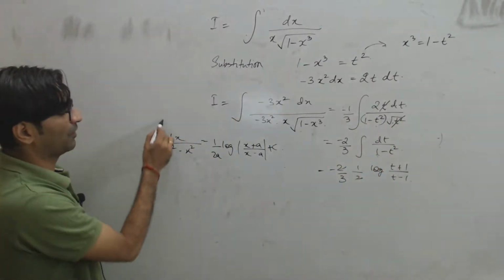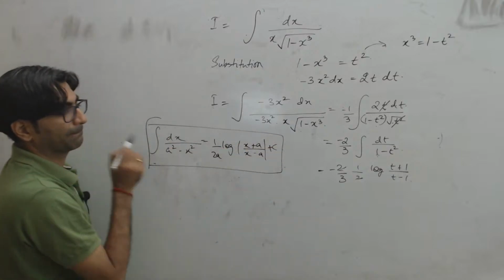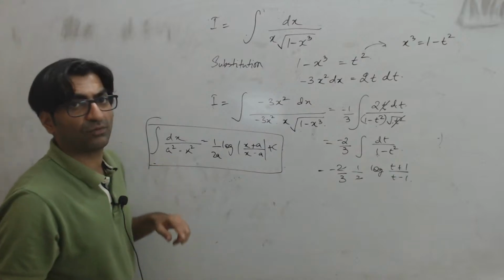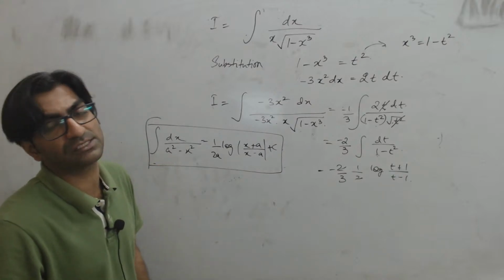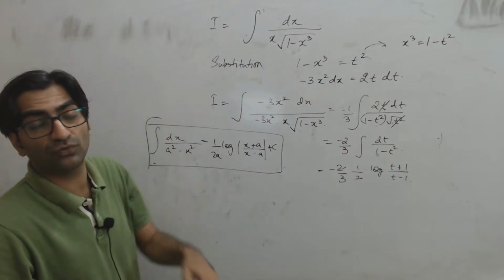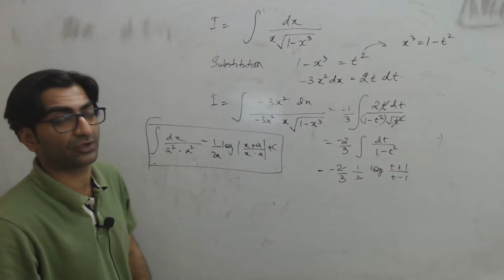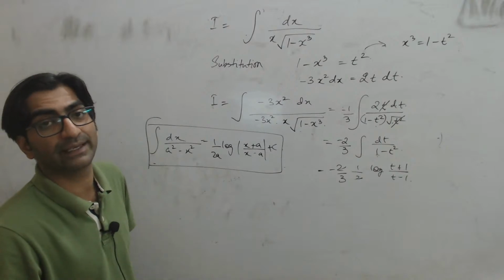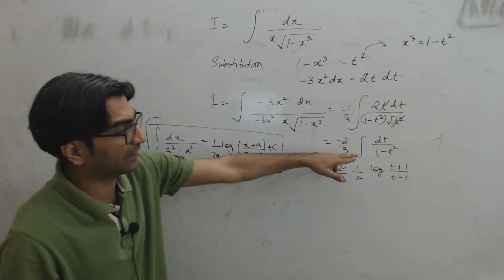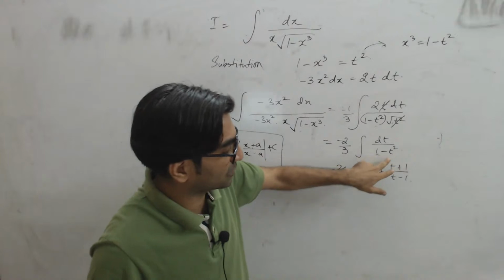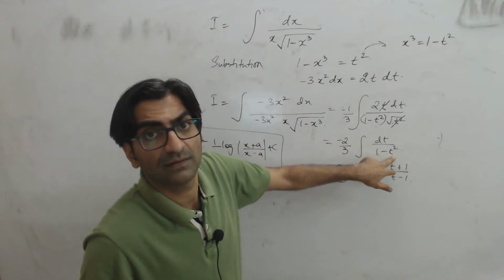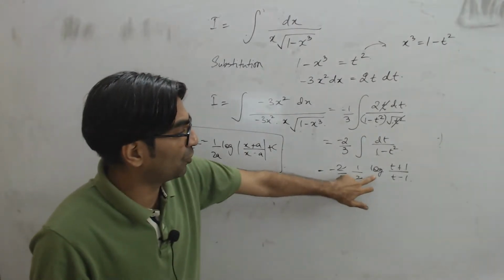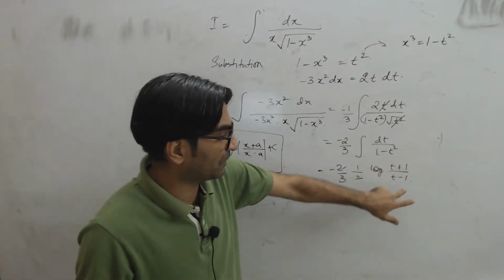After that, it's a direct formula. You need to know the expression: what is the value of the integral of dx by a square minus x square? It's 1 by 2a log of x plus a upon x minus a. So directly substitute that here, where it is a square minus x square. Here a is 1, so 1 by 2a will become 1 by 2 into log of t plus 1 by t minus 1.